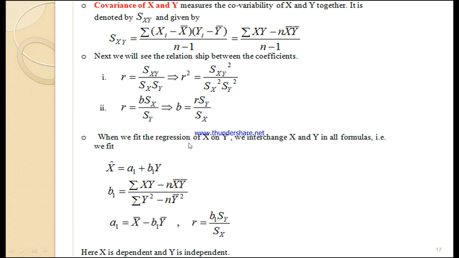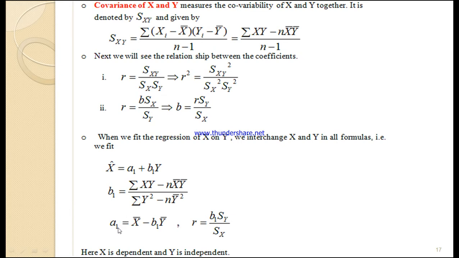When we fit the regression of x on y, we need to interchange x and y in all these formulas. Therefore, x hat is equal to a1 plus b1 times y, which implies b1 is equal to the sum of xy minus n times x bar times y bar, all over the sum of y square minus n times y bar square.